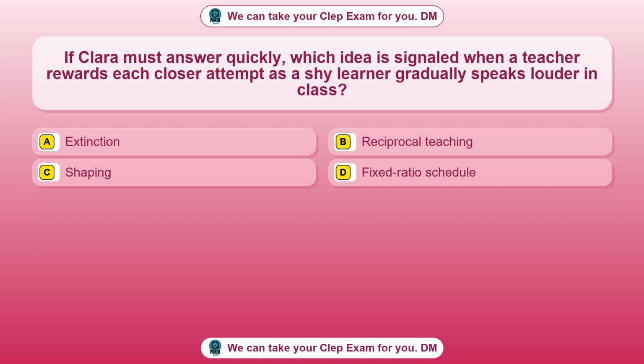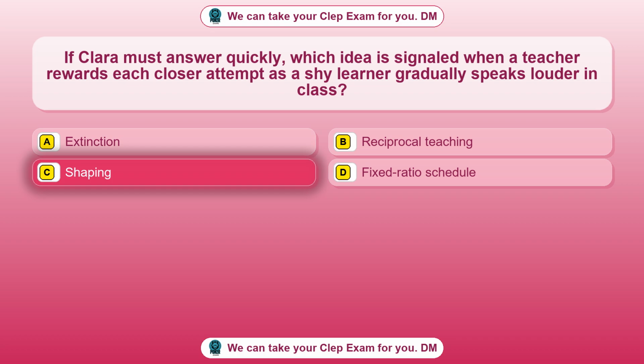Question 5. If Clara must answer quickly, which idea is signaled when a teacher rewards each closer attempt as a shy learner gradually speaks louder in class? Option A, extinction. Option B, reciprocal teaching. Option C, shaping. Option D, fixed ratio schedule. The correct answer is option C, shaping.